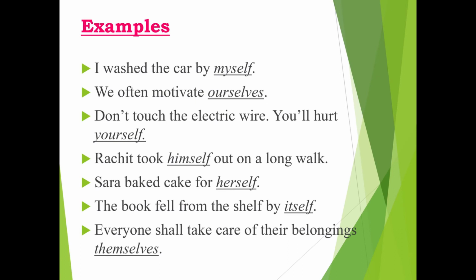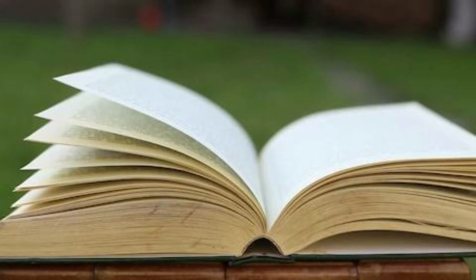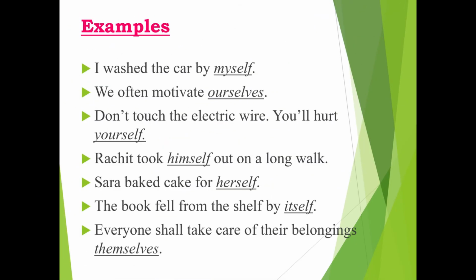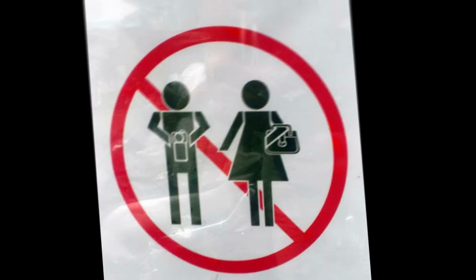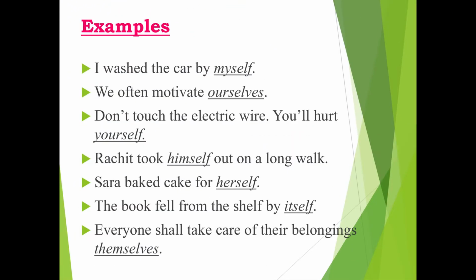Next, the book fell from the shelf by itself. So here also, the action is reflecting back to the subject. The book fell. Next, everyone shall take care of their belongings. Here, taking care is the action, and everyone should do that for themselves. That's why these all are examples of reflexive pronouns.